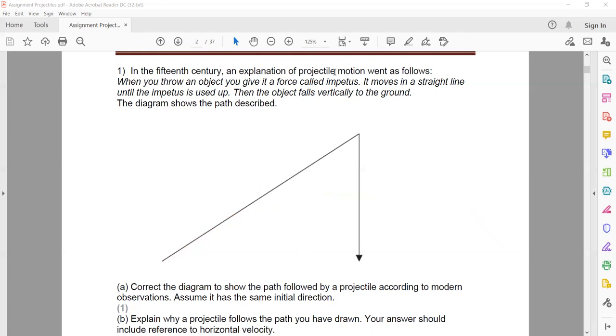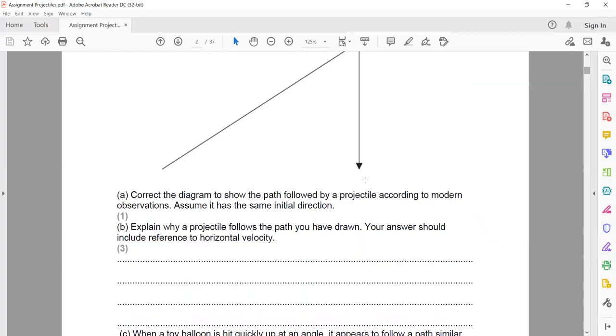Then the next part they're saying, explain why the projectile follows the path you have drawn. The path which we have drawn shows that this projectile will follow a parabolic path. So why will it follow this parabolic curve or parabolic path? And you should include a reference to horizontal velocity. So why does a projectile follow the path which we show?